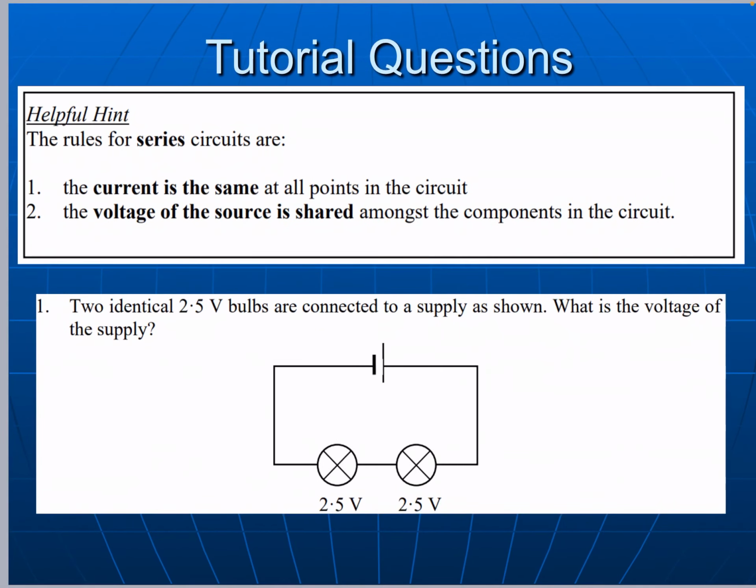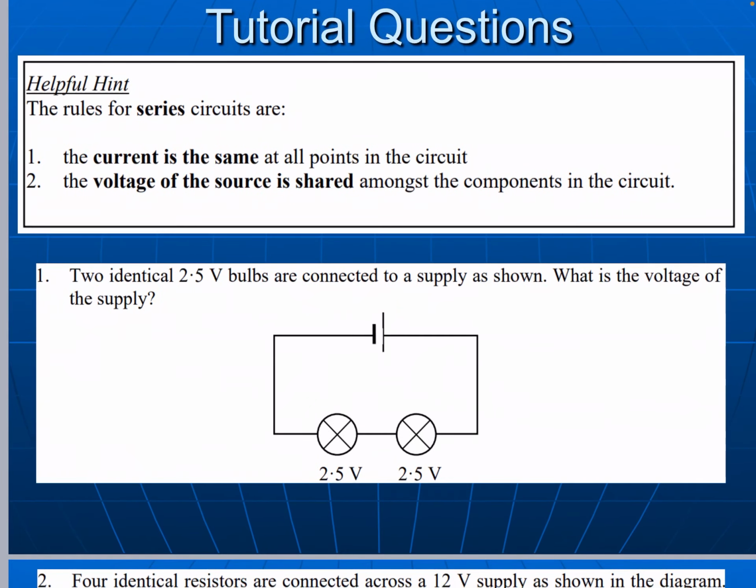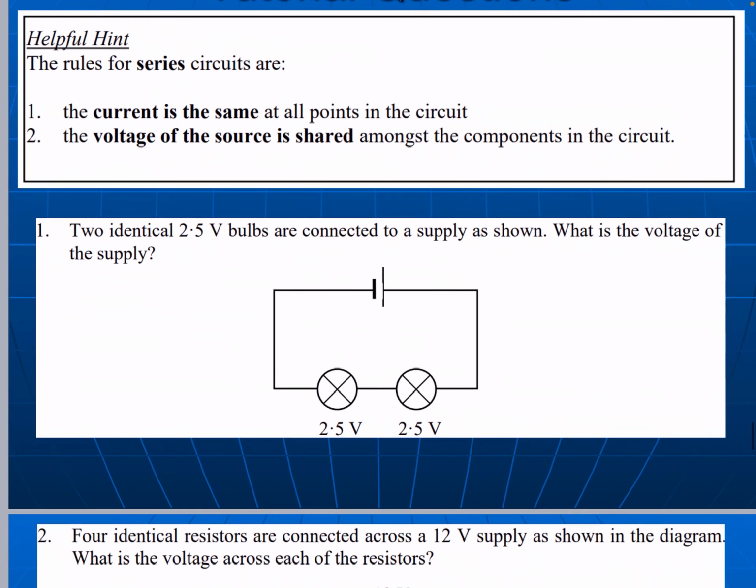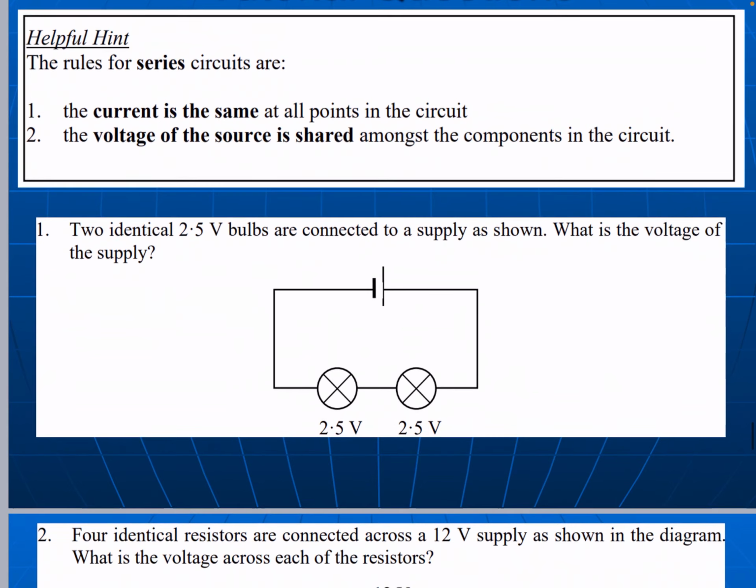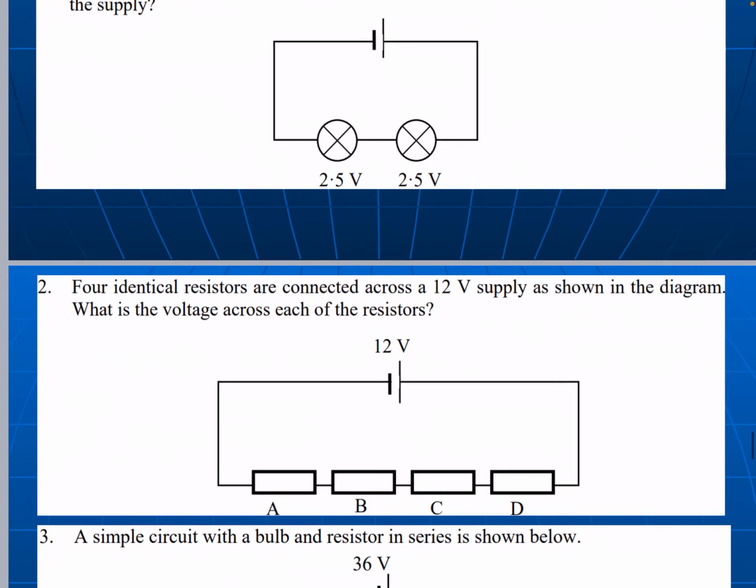Right, some more tutorial questions. I can do a separate video actually going through these, if that helps. But if you use the notes and the extra little bits of information that I've just told you, and this helpful hint here at the top, you should hopefully be able to complete these questions. Current is the same everywhere in a series circuit, and the voltage is shared amongst the components. So that should help with that first one. And the second one.